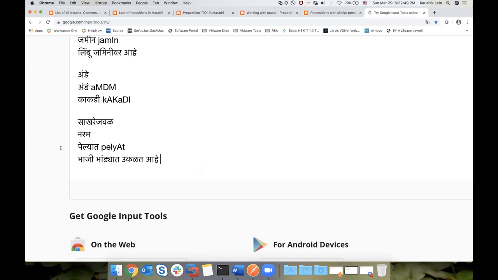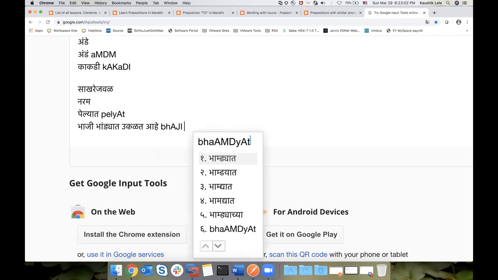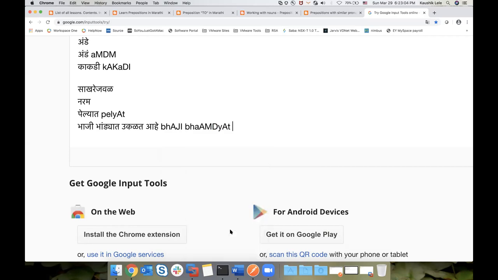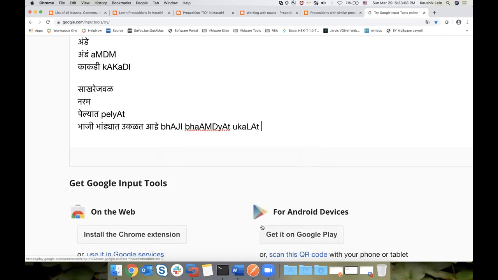So it's bhajiat. Okay. Bhandyat. Long way with this preposition. Okay, and one more. The plantain is in front of the mirror.